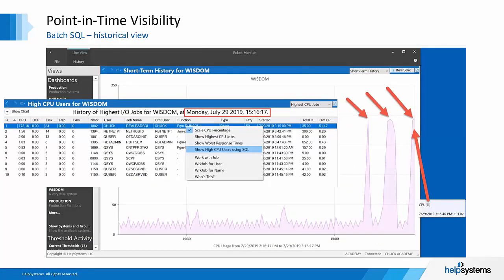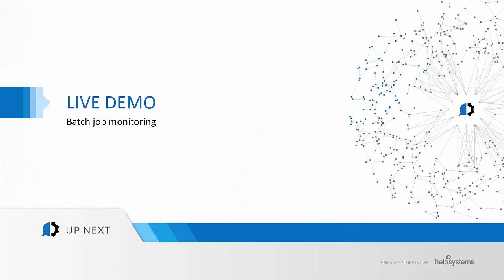So for instance, I could go back an hour, 15 minutes, 5 minutes, or I could go back a week or 2 weeks or even a month into that detailed data to find out exactly what was running. It's simply a drill down process. All right, so we're going to dive into a live demo here for batch job monitoring.